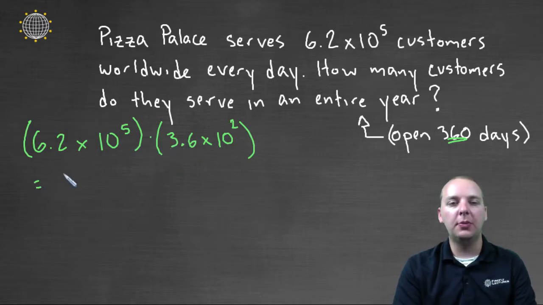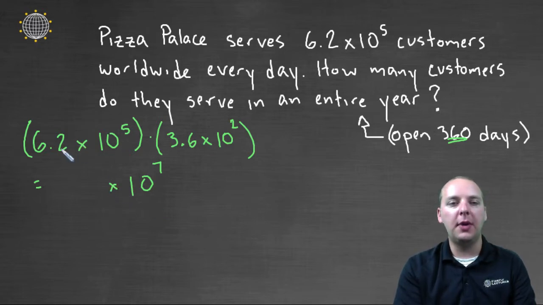So let's see if we can multiply these two here. We have 6.2 times 10 to the fifth times 3.6 times 10 to the second. And since they're all multiplication, it doesn't really matter what order we do these. For instance, looking at the times 10 to the blank, 10 to the fifth times 10 to the second would make 10 to the seventh power because we can add the exponents.